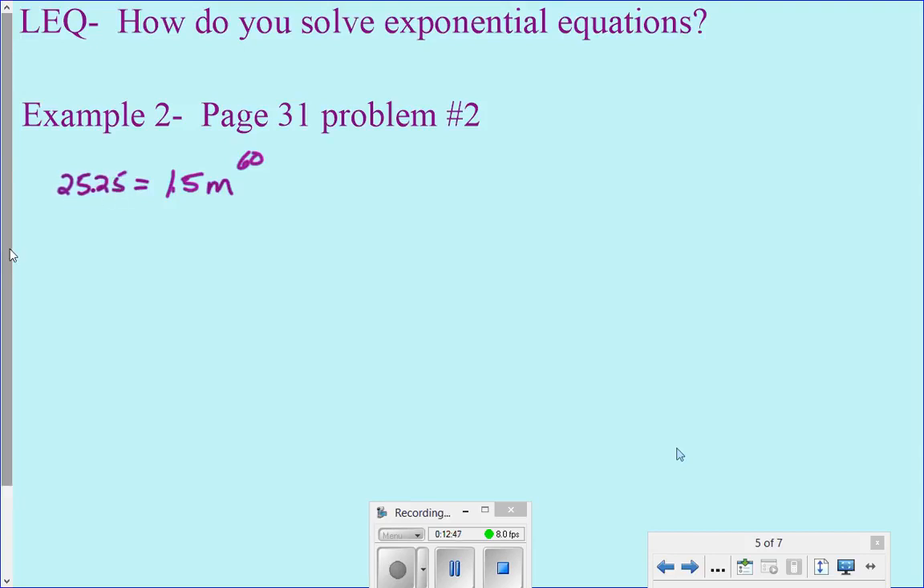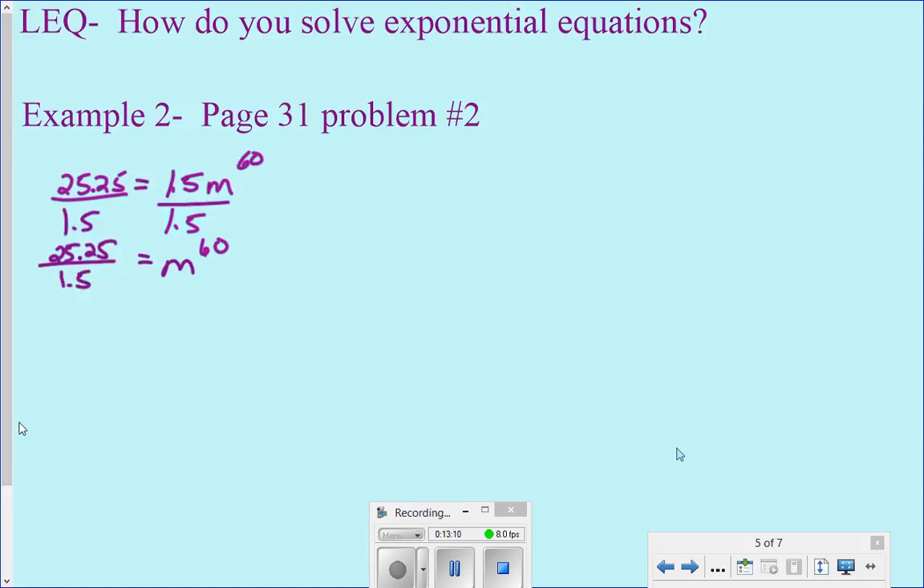Now we're trying to solve for m, so we're going to divide both sides by 1.5. When you do that, this comes out to be a non-terminating decimal. It's a repeating decimal, so I don't want to round. I want to just leave it exact. So I'm just going to leave it as 25.25 over 1.5.